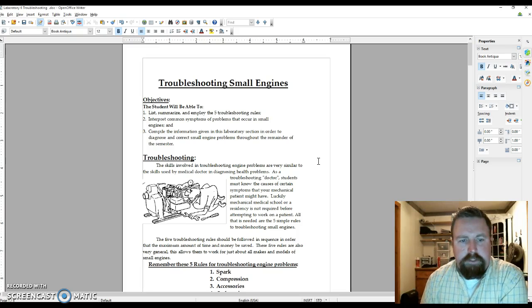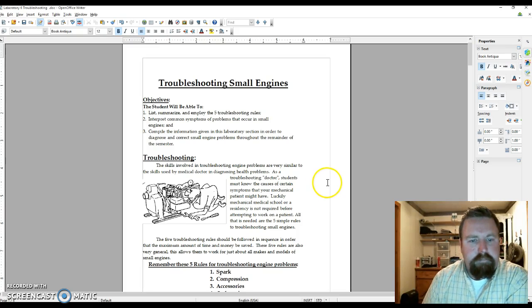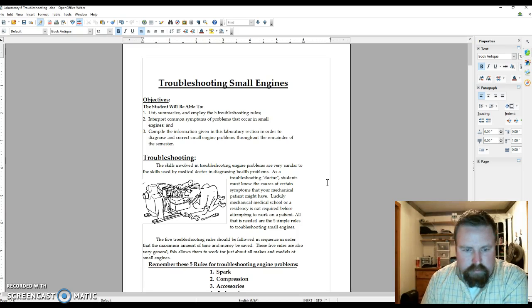One of the things about troubleshooting is that troubleshooting is kind of acting like a doctor. We are going to be diagnosing or searching for the symptoms that a patient might have, but on an engine. So we're going to look at some of the different systems and some of the steps that we would use in troubleshooting.